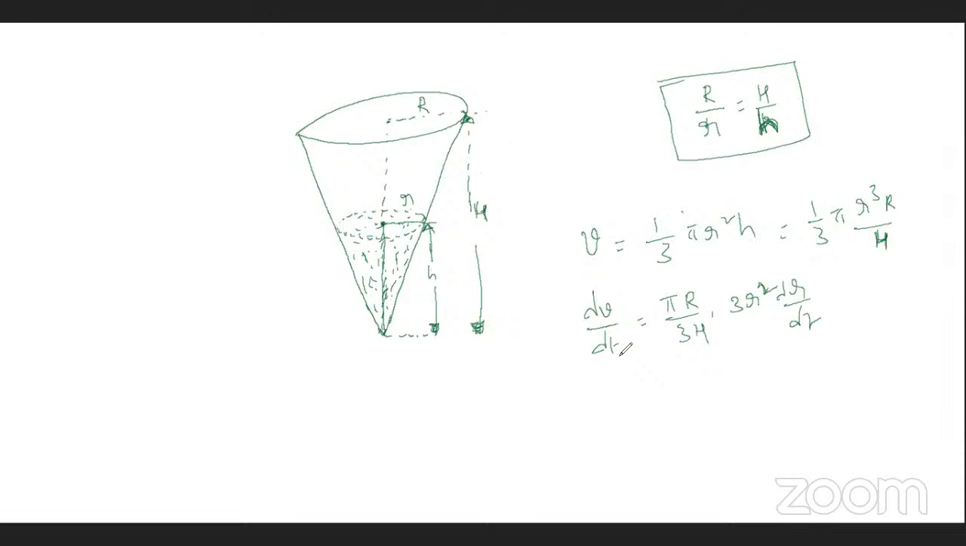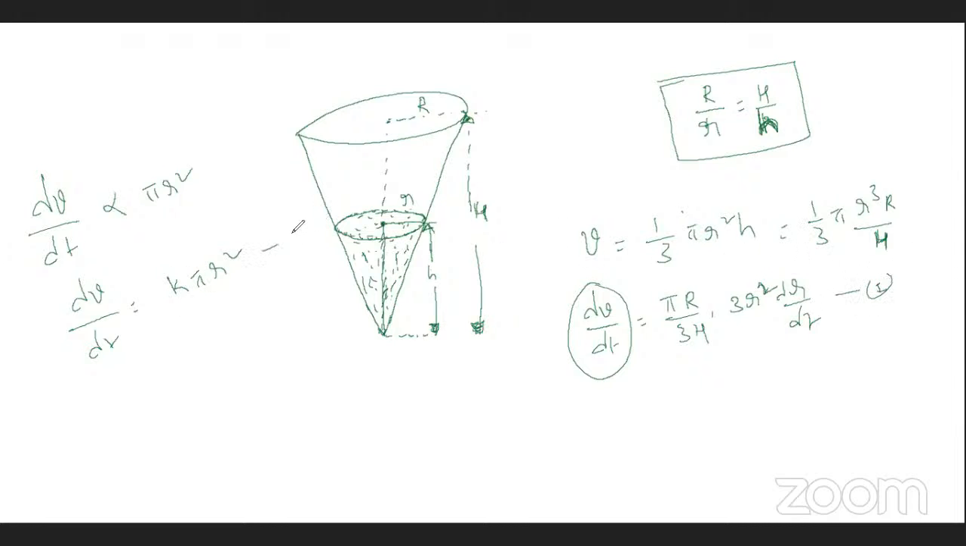Evaporates at a rate proportional to its surface area. So the volume evaporates at a rate proportional to its surface area. Indirectly, what he is giving is dV by dt, proportional to the surface area in contact with air. What is the surface area in contact with air? This only, pi r square, a circle. I want to remove the proportionality, so I keep a constant k, the proportionality constant they also mentioned.